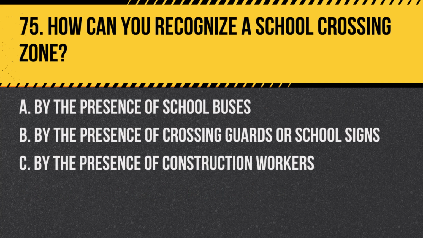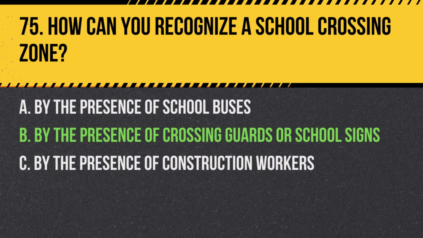Question 75. How can you recognize a school crossing zone? A. By the presence of school buses. B. By the presence of crossing guards or school signs. C. By the presence of construction workers. Answer: B. By the presence of crossing guards or school signs.